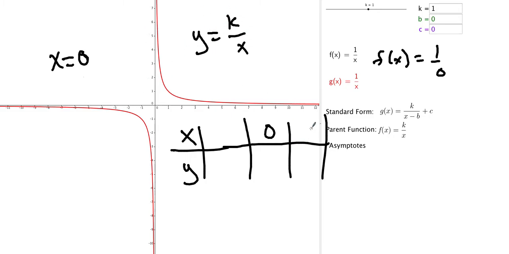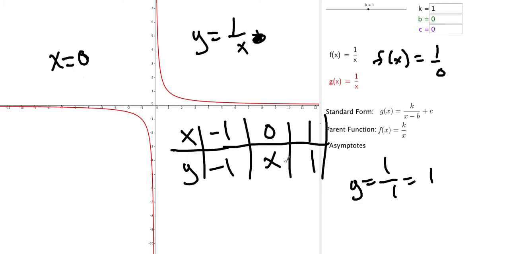Let's do something on either side of that. When x is 1, instead of k, let me go ahead and write in the value 1. So when x is 1, we have y equals 1 over 1, which is 1. When x is negative 1, we also have negative 1. So when x is 1, y is 1.